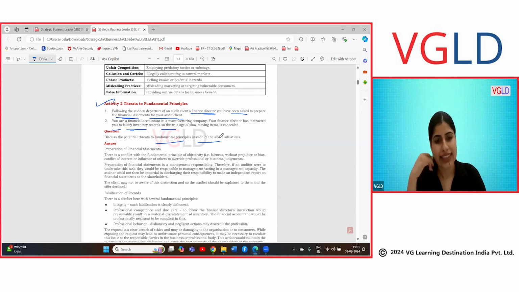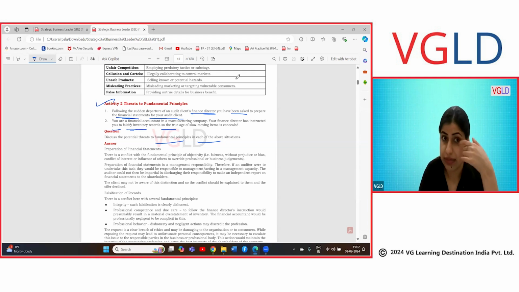Without looking at the answer, tell me which threat could arise in each specific situation. Like, your audit client's finance director has just departed and you have been asked to prepare the financial statements for your audit client. Tell me any point. And in the second situation as well, you are the financial accountant of a manufacturing company, and your director has instructed you to falsify.